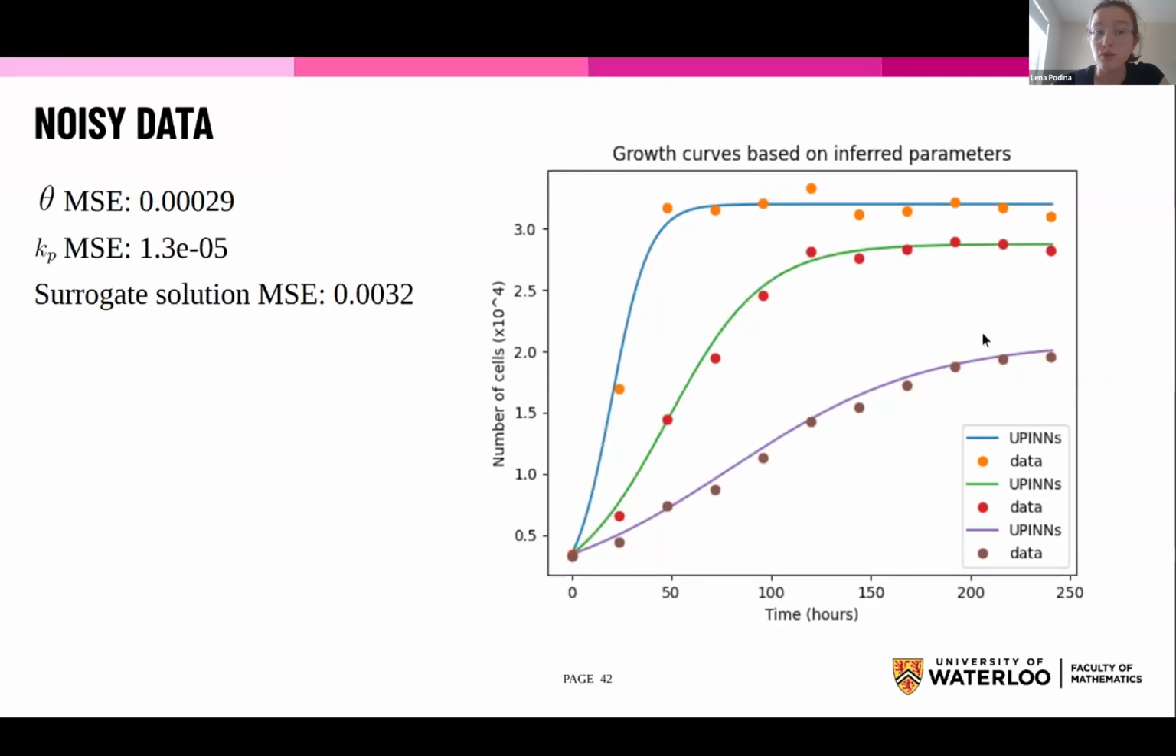The same thing can be done for noisy data. So here, theta, again quite understandably, the error is a little higher than in the previous slide, but it's still very, very good. So it's 10⁻⁴, 10⁻⁵. And as you can see, if you take the estimated parameters and just integrate them, you get a fairly good fit to the noisy data.